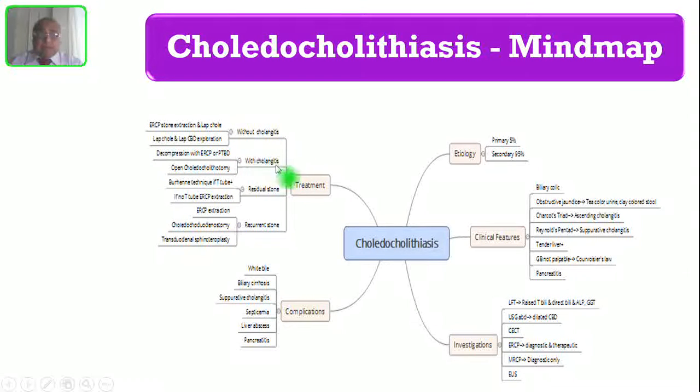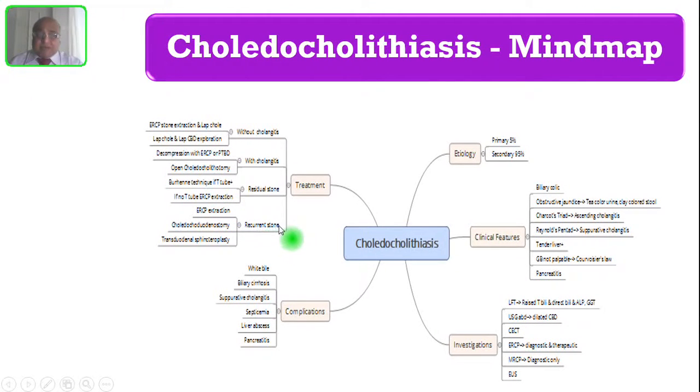If the patient is having cholangitis, you can decompress the infected bile by doing ERCP, or you can go for PTBD. Or if both procedures fail, you can go for open choledocholithotomy. If there is residual stone, that means presence of the stone in the common bile duct within 2 years post cholecystectomy, you can do Burhenne technique if a tube is present. If there is no tube, you can go for ERCP stone extraction.